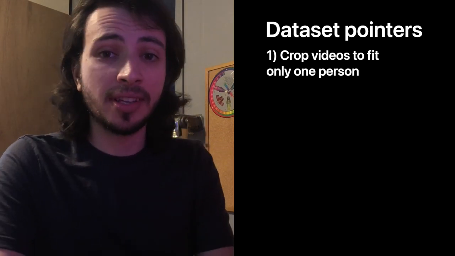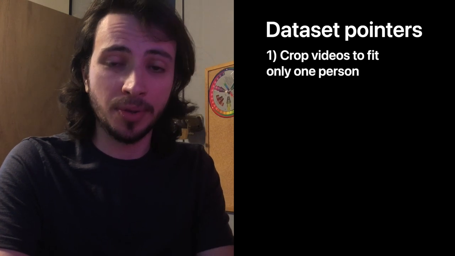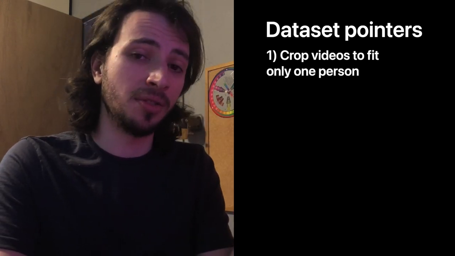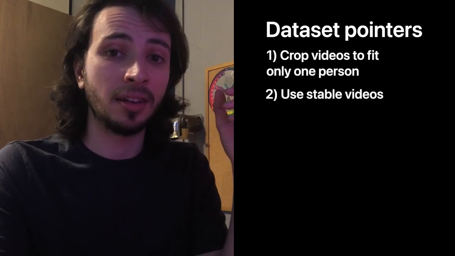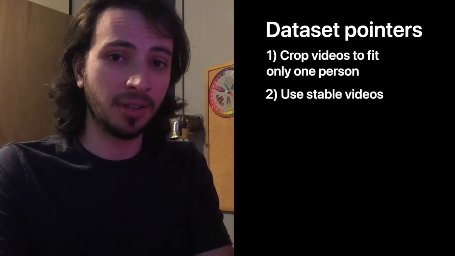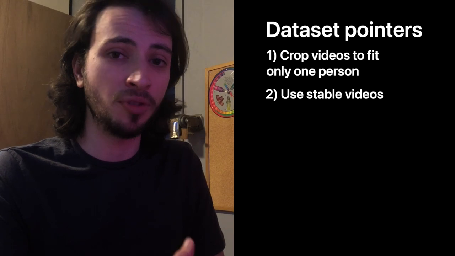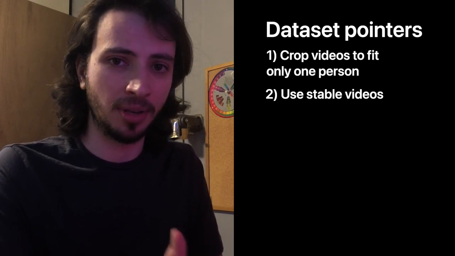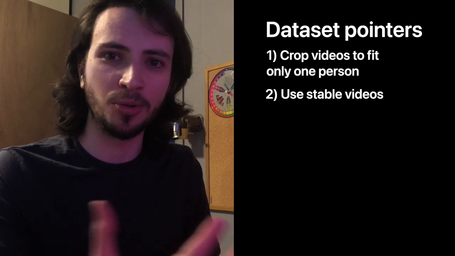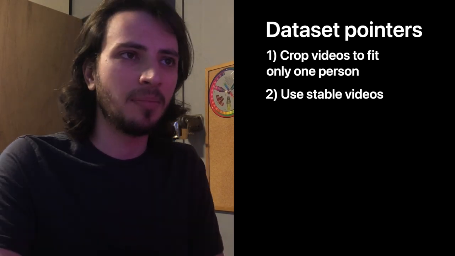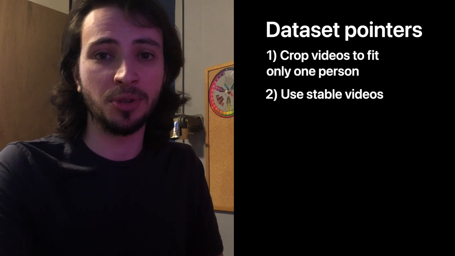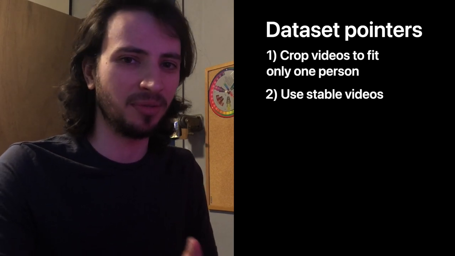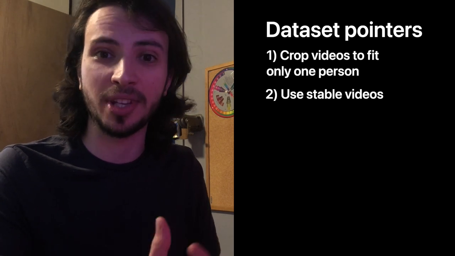Number two, alongside making sure that there's only one person within your video clips, what you should focus on is videos that are stable, so that the classifier doesn't interpret the movement of the camera as movement from the person itself. Best case scenario is to use a tripod or something like that as you're filming your own. But as you'll see, I just took a bunch of videos from YouTube and that still works. It's not the best, but it will do the job for a simple model just to showcase how it works.